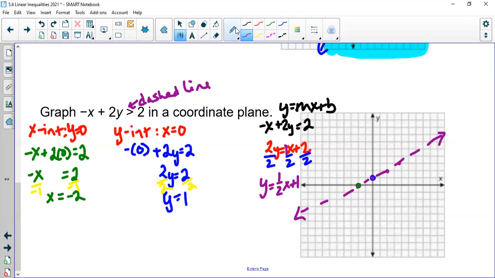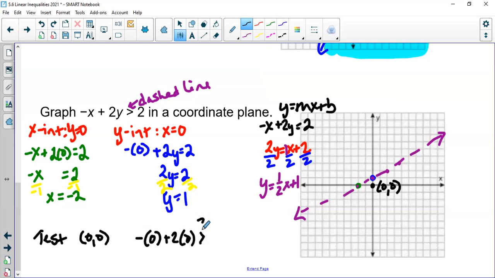Now let's determine our truth values. With this, I do not go through 0, 0, so I'm going to test 0, 0 because it's not a point on my boundary line. When we test this point, I've got -x plus 2 times y. Is that greater than 2? Well, let's determine if it is. 0 plus 0 is 0. So is 0 greater than 2?